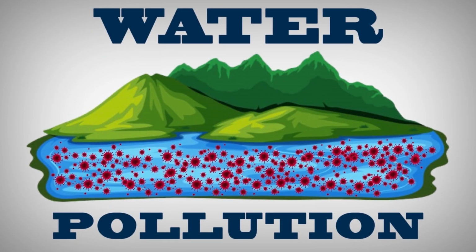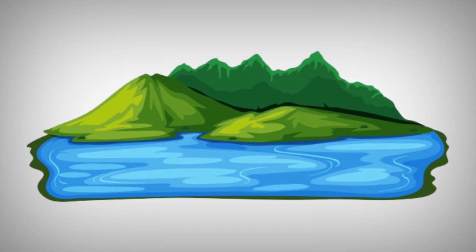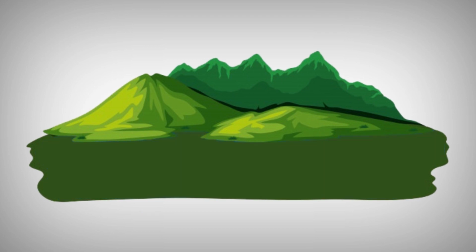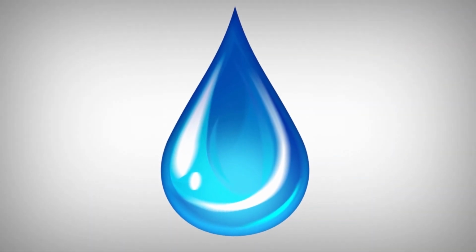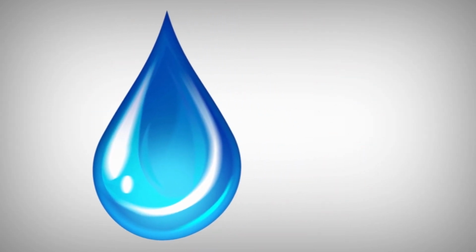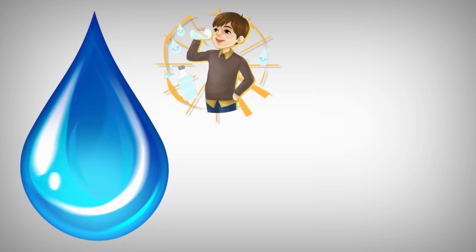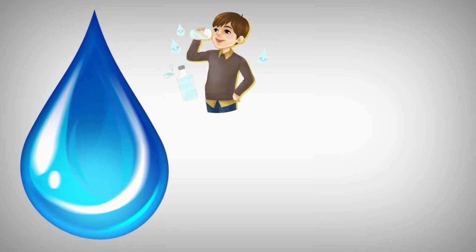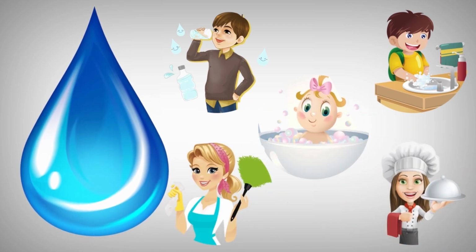Today we are going to learn about water pollution. But before that, let us take a pause and think for a moment. Can you imagine living without water? No, correct? Water is essential for all living things. We cannot live without water. Let us look at different uses of water. Water is used for drinking and for other domestic uses like washing, cleaning, cooking, bathing, etc. Right?